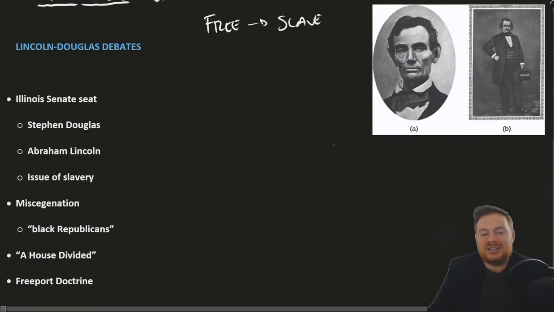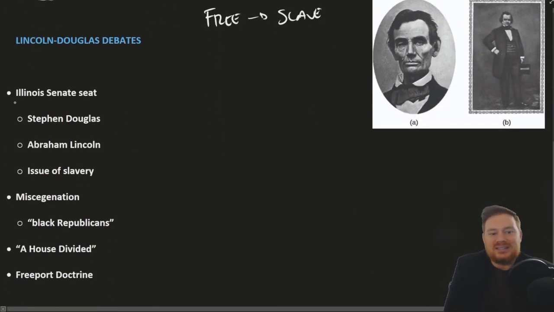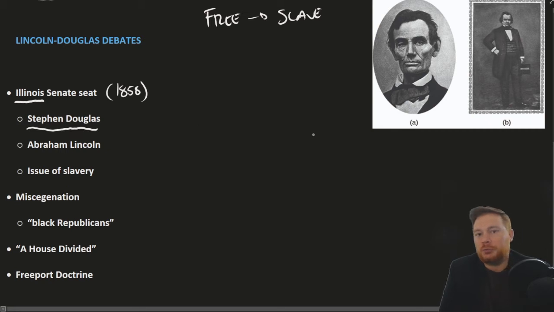And so it's against this backdrop that in the state of Illinois, a free state, an election over a Senate seat takes place in 1858. Now, it just so happens that Stephen Douglas, who is probably one of the most well-known political figures at the time, he is a Democrat, and he is running for this Senate seat.